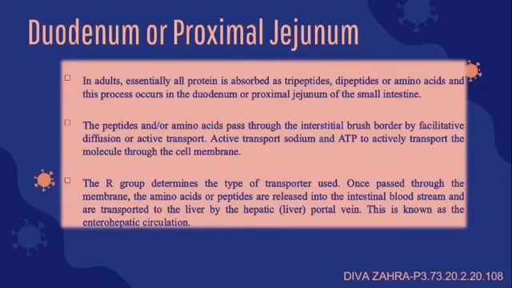Active transport uses sodium and ATP to actively transport the molecule through the cell membrane. The R group determines the type of transport used. Once passed through the membrane, the amino acids or peptides are released into the intestinal bloodstream and are transported to the liver by the hepatic liver portal vein. This is known as the enterohepatic circulation.